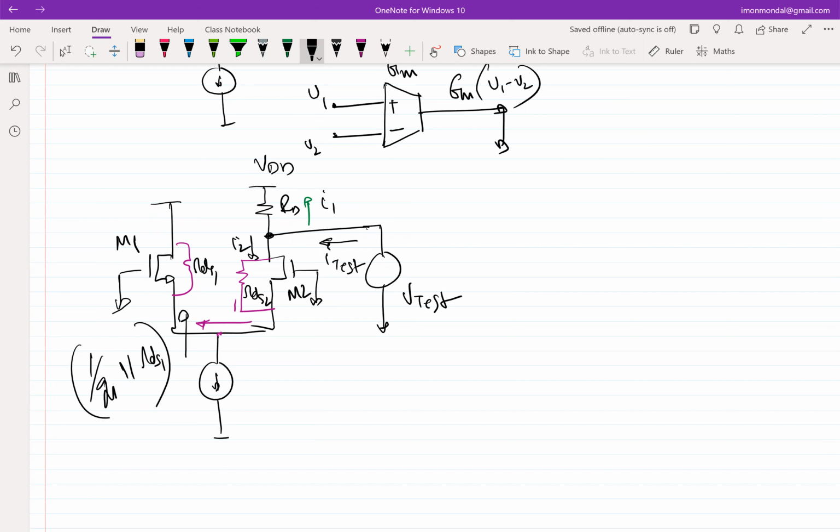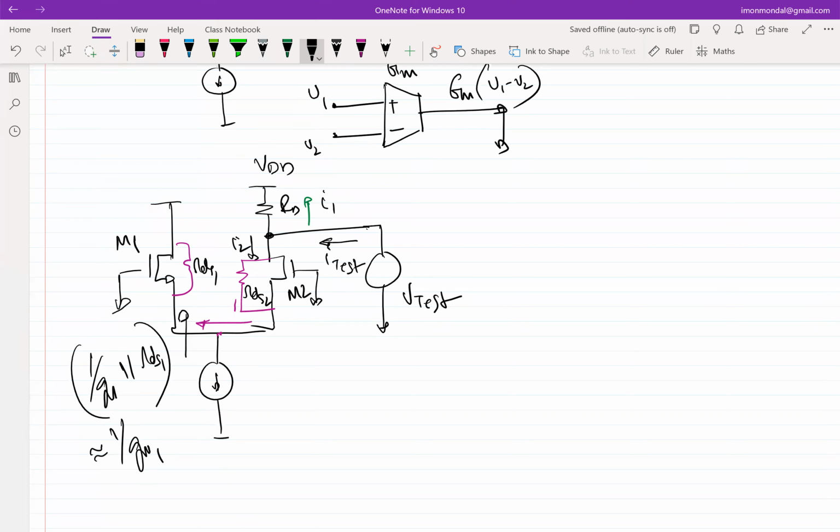Now, can you neglect RDS1 with respect to 1 over GM? Which is higher? 1 over GM is a bigger impedance or RDS1 is a bigger impedance? RDS is a bigger impedance, right? So parallel combination of two, I can neglect the higher one. So this is approximately equal to 1 over GM.